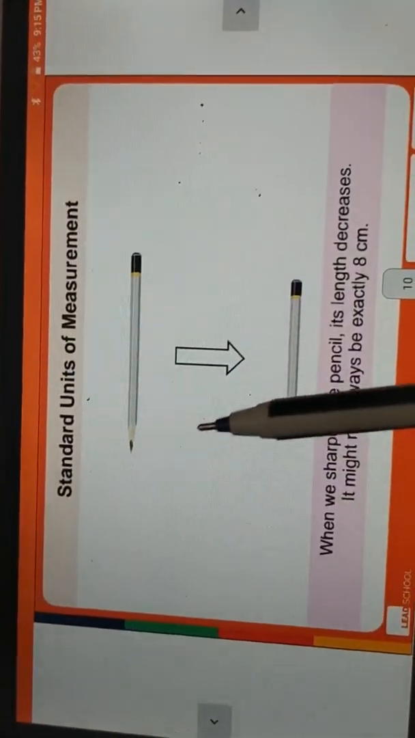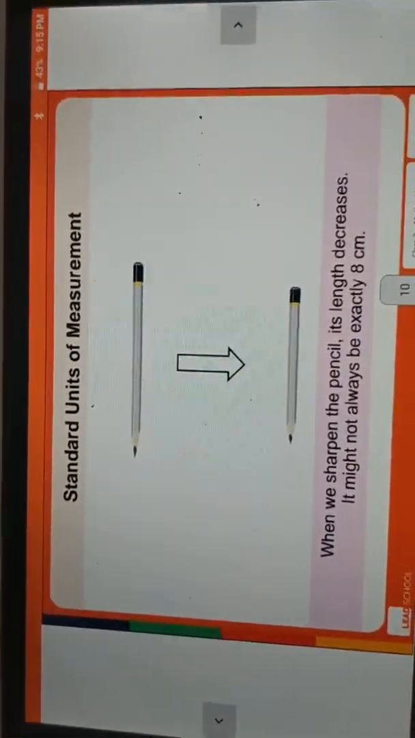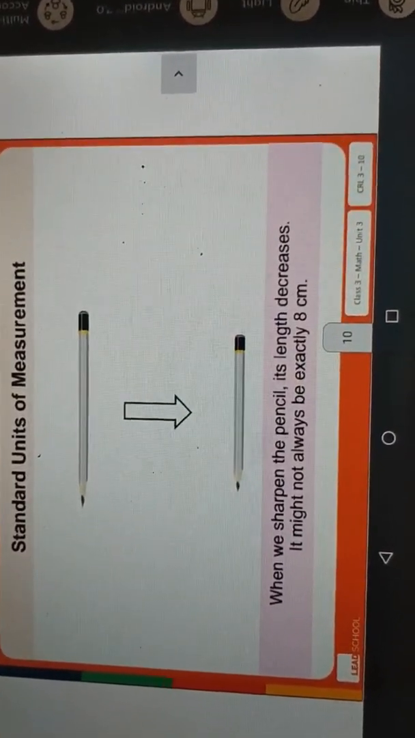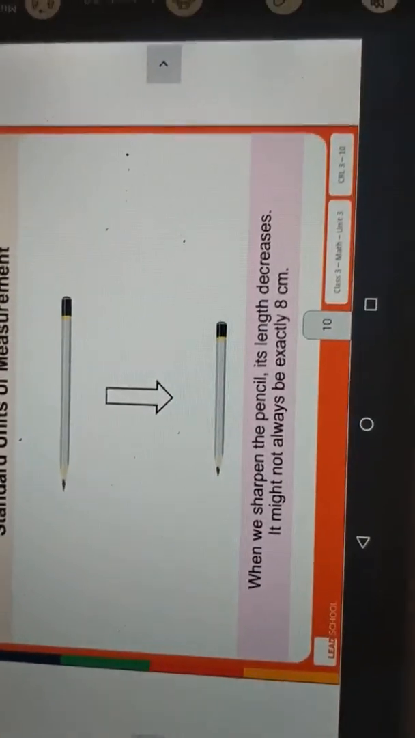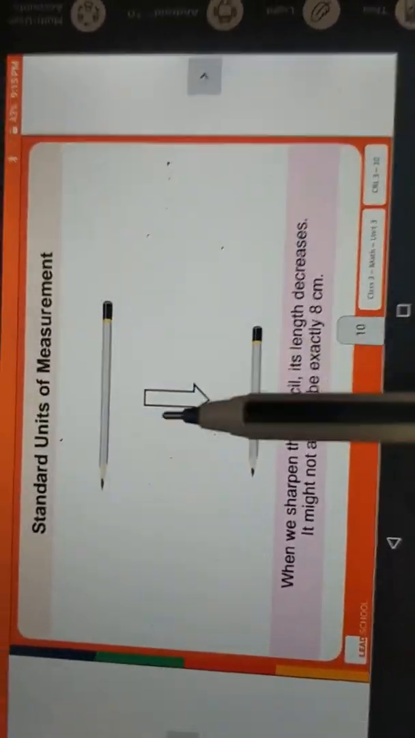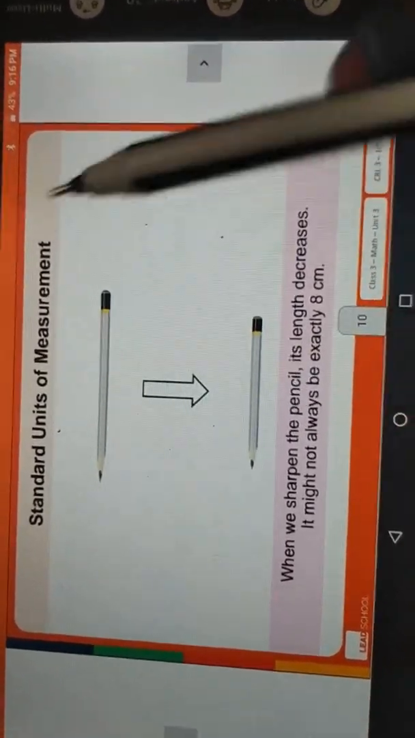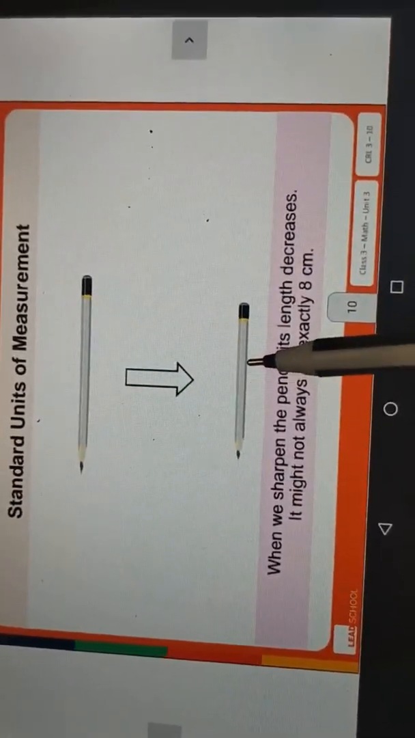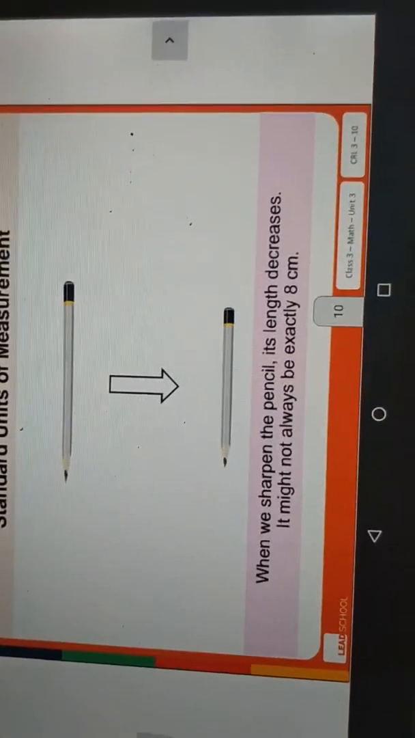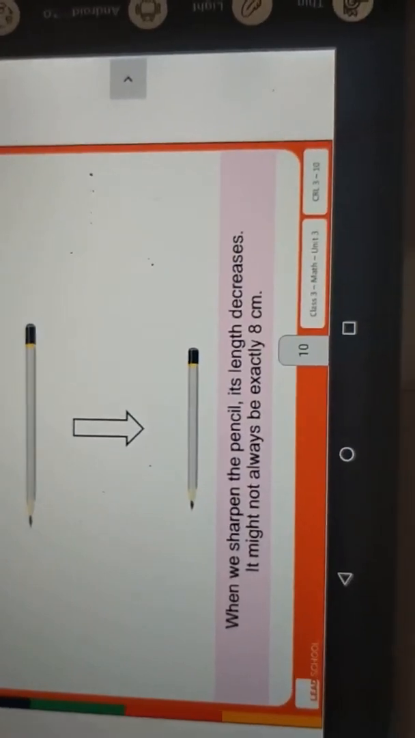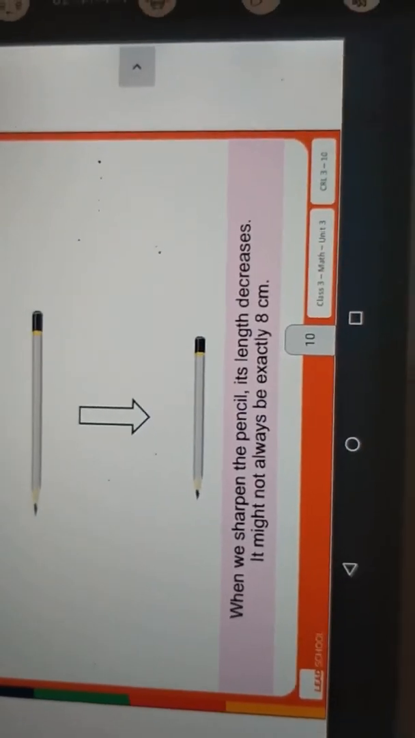Then students, standard unit of measurement. When we sharpen the pencil, its length decreases. If we sharpen a pencil, its length decreases, that means it becomes less. For example, this one is a big pencil, right? We have sharpened that pencil. Now this one is smaller, so it might not be exactly 8 centimeter. The pencil's length is not fixed at exactly 8 centimeter. There should be a difference in length.